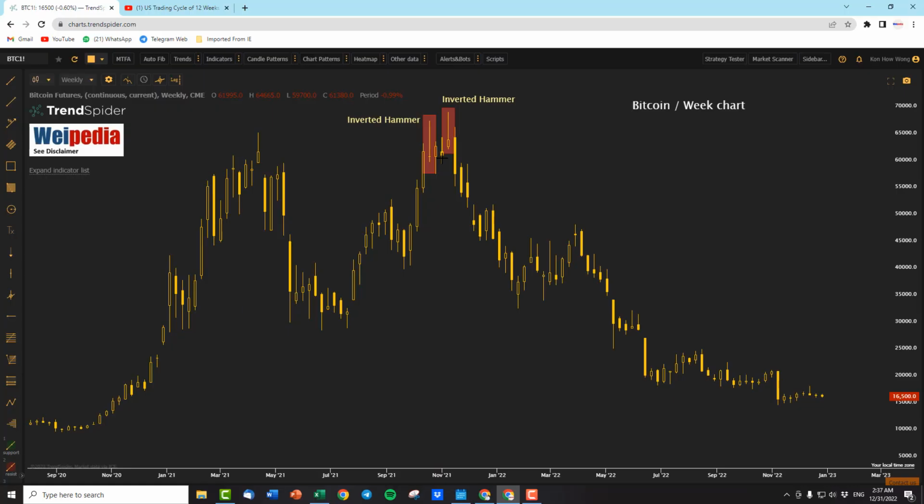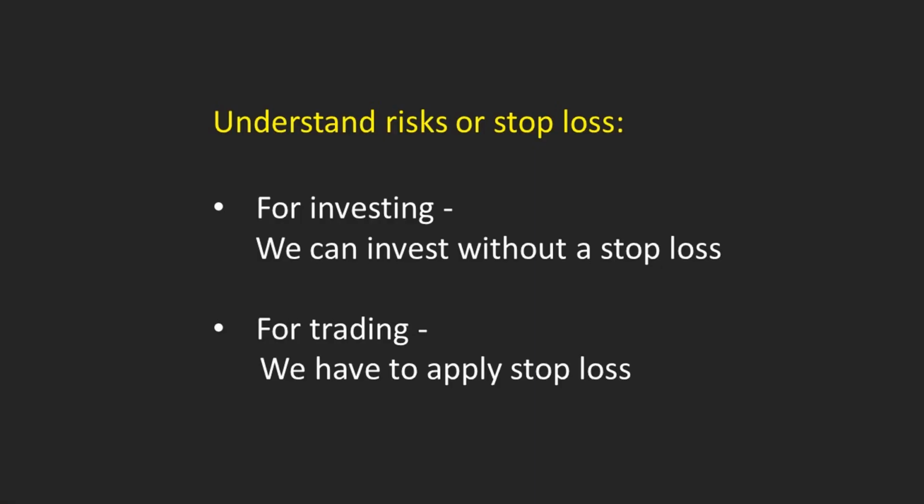Now, let me sidetrack a little bit. Whenever we see an opportunity in any market, we have to quickly derive its type, the strategy. Is it for investing or is it for trading? At a very first level of understanding risk management, it is this. For investing, we can invest without a stop loss. For trading, we have to apply a stop loss.